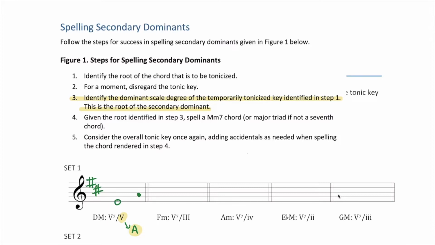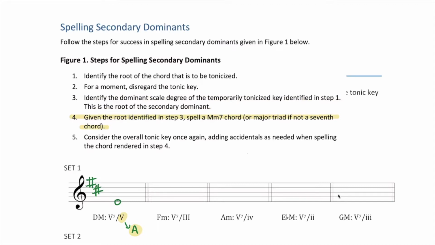That is going to be the root of the 5/7 of 5. Why? Because it's the root of the 5/7 of A. At this stage, I no longer need my placeholder note, so I'm going to erase it because we've identified the root of the secondary dominant. We move on to step 4. Now we need to spell a major minor 7th chord with the root of E, which we identified as the root of the 5/7 of 5.